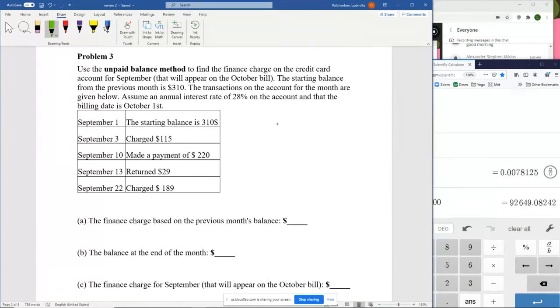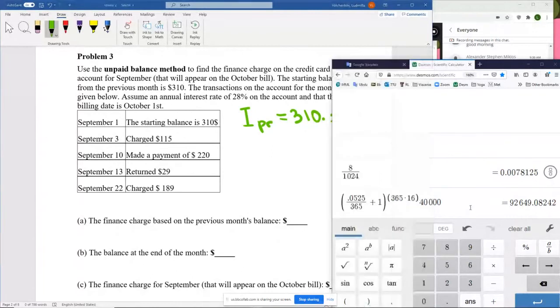So when you use the unpaid balance method, you first find the finance charge based on the starting balance, on the previous month balance. Yes, you first find the previous month finance charge. We take 310 multiplied by RT. R is 0.28, and we use 1/12 for T. So we multiply by 1/12, which is the same as dividing by 12.